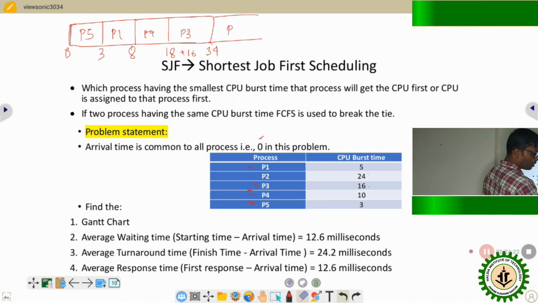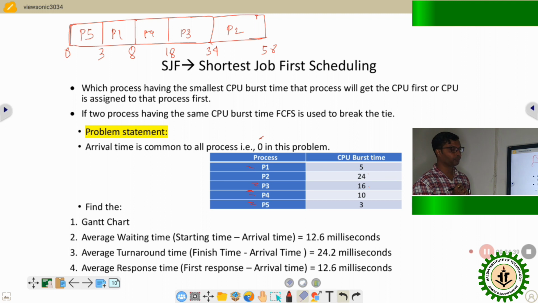Last process is P2. 34 plus 24, that is 58. You can remove those things now. So this is the Gantt chart in the shortest job first order.